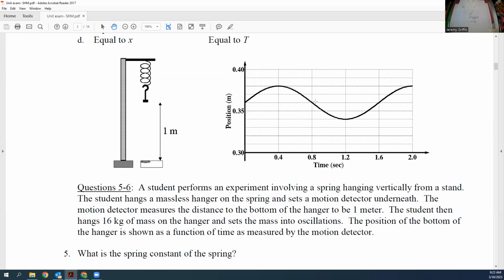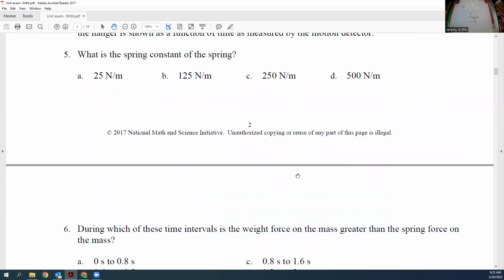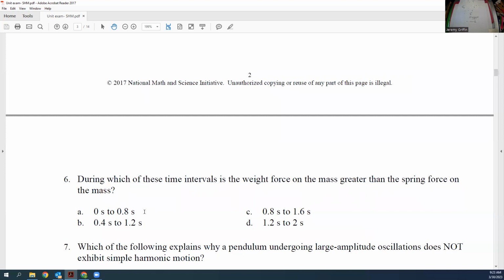Okay, so if we're looking for the weight to be greater than the spring force, I'm thinking this section right here. So that's from 0 to 0.8 seconds. Okay, and then also later on down here, that shows up. Right? But 0 to 0.8 seconds, I think would be a good answer choice. Okay, it looks like option A. Let me make sure the answer is A. Yeah, it's A. Okay. Guys got there?